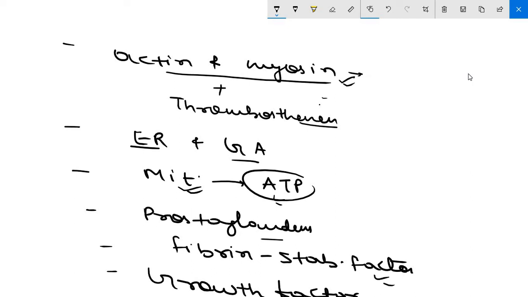So it contains actin and myosin. Besides this, thrombosthenin also. It contains residuals of endoplasmic reticulum and Golgi apparatus. It contains mitochondria, which is used for ATP synthesis, prostaglandin, fibrin stabilizing factor, and growth factor for smooth muscle cell and fibroblast growth. Clear?